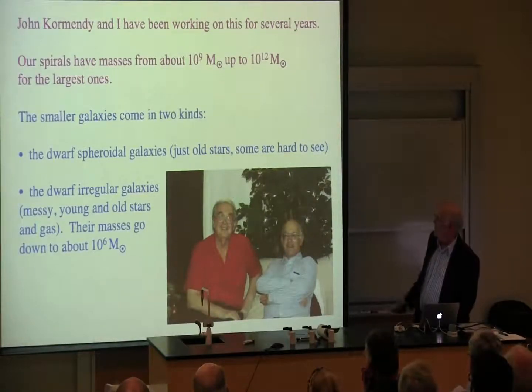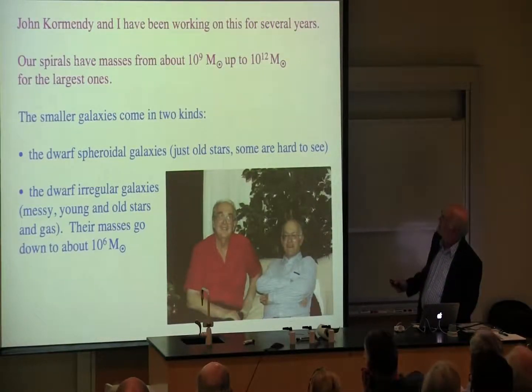My colleague John Cormody and I have been working on this for some years. And we use two kinds of galaxies. One is the spirals that we've talked about a bit already. And they typically have masses between about 1 billion and 1,000 billion solar masses for the big ones. Then we also tack onto that small galaxies, like the ones that we think are very dense.